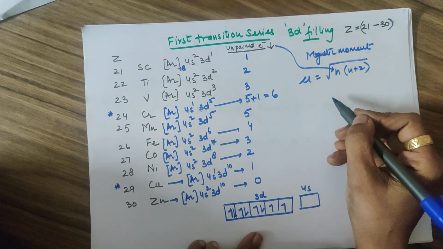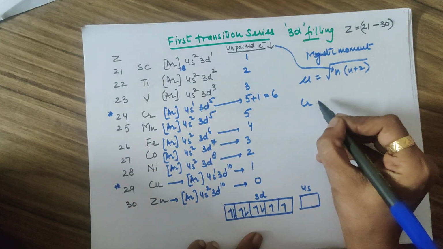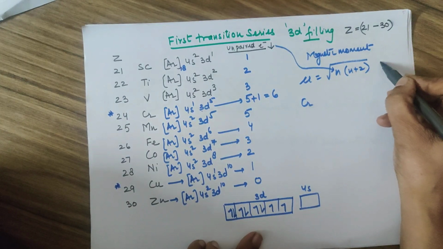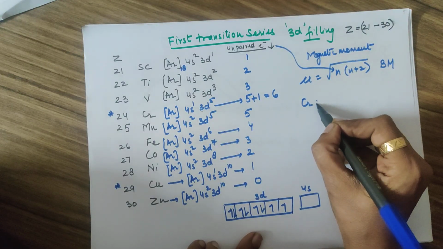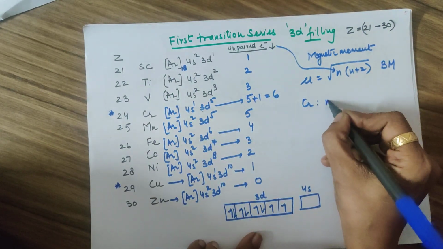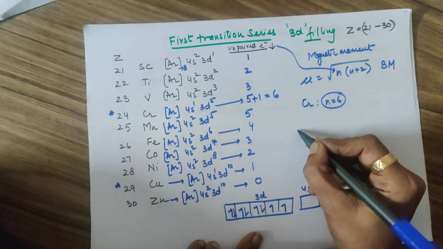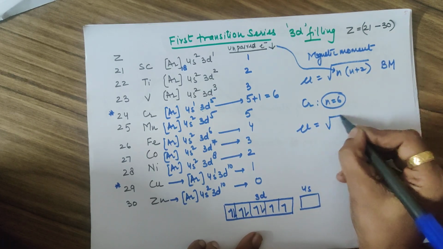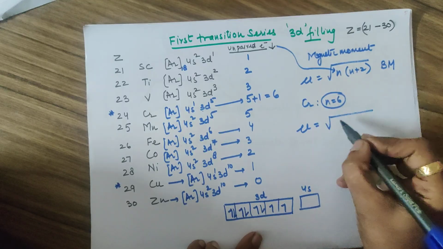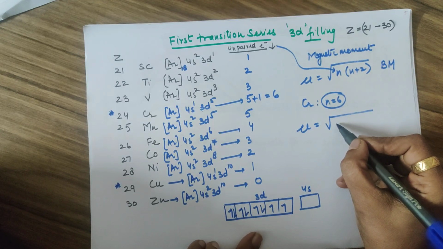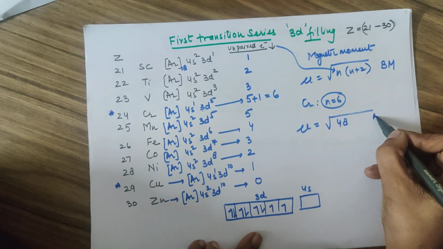So if you are given a question for chromium, please find the magnetic moment. The unit of magnetic moment is Bohr magneton. So for chromium, you very well know the number of unpaired electrons is equal to 6. So n would be 6. So your magnetic moment would be under root of 6 into 8, which will be root 48 Bohr magneton.